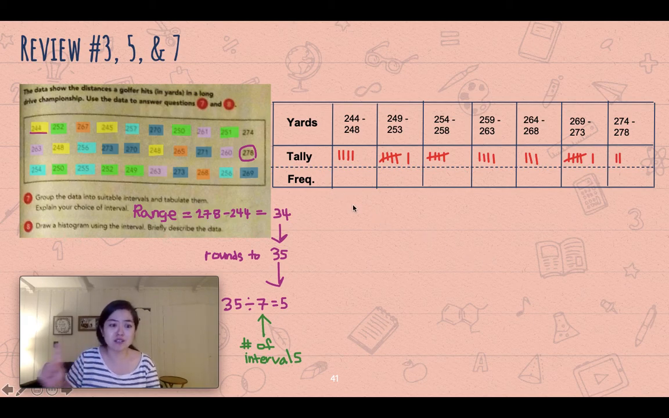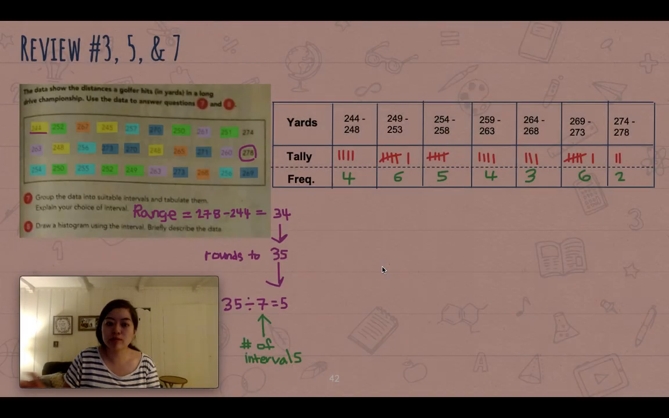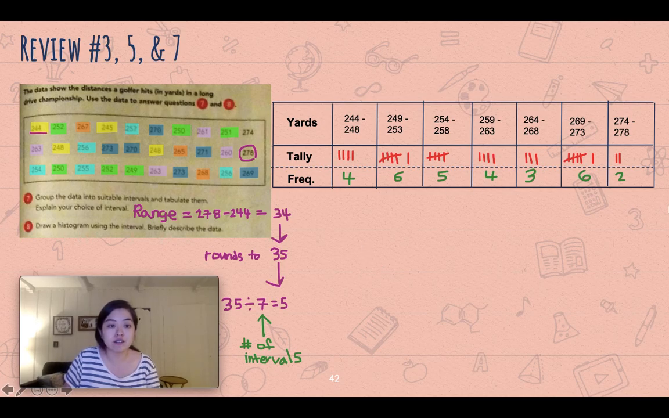And also I can tell that I accounted for all of them because I highlighted them in different colors. So I can make sure that I use them all up. So let's write the frequencies by counting up the tallies, and here they are. Okay, so this is for number 7.